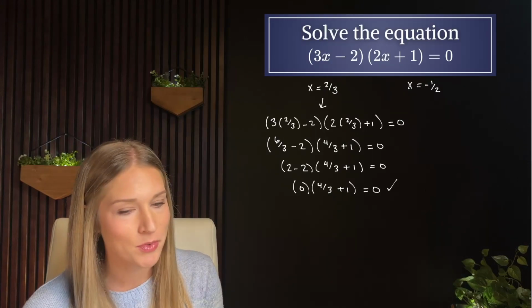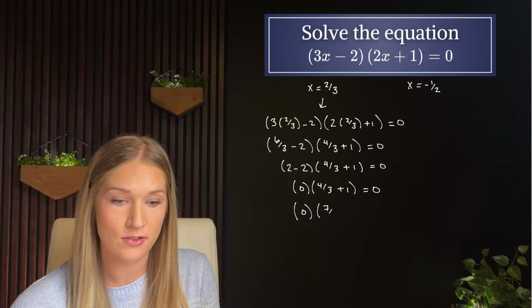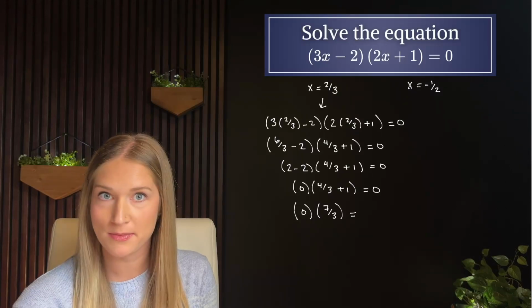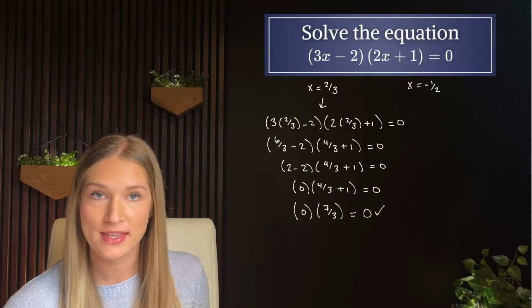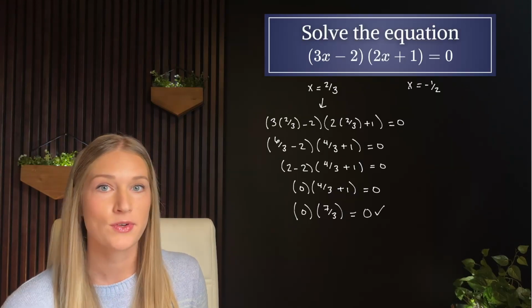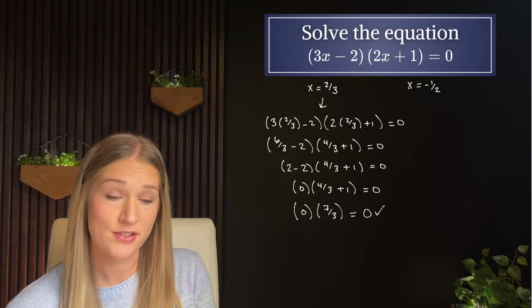Now, if you're uncomfortable with that, let me go ahead and add in that second factor. I'll get 7/3. And then what's 0 times 7/3? It's still 0. So either way, whether I simplify that second factor or not, 0 times that factor is going to give me 0. Now let me go check our second solution.